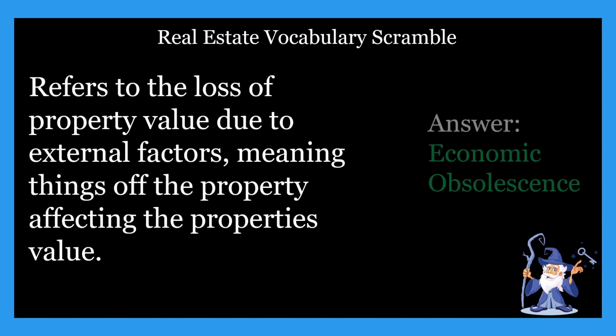And here's your answer. Economic obsolescence. Economic obsolescence refers to the loss of property value due to external factors, meaning things off the property affecting the property's values. Examples of causes of economic obsolescence can include flight patterns, busy highway, rise in local crime, and more. Economic obsolescence can be caused by larger factors, like maybe a recession or depression. Or when a factory maybe nearby closes and hundreds of people lose their jobs and local property prices go down. Those all would be examples of economic obsolescence.